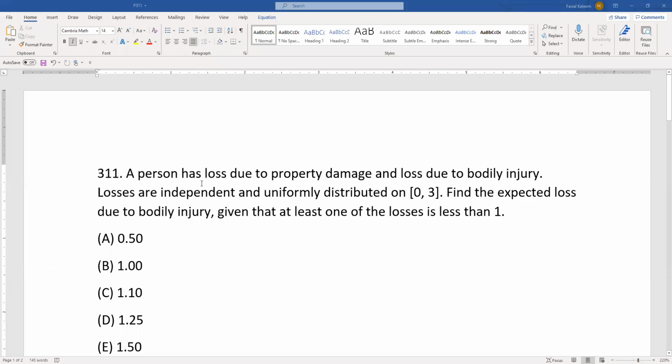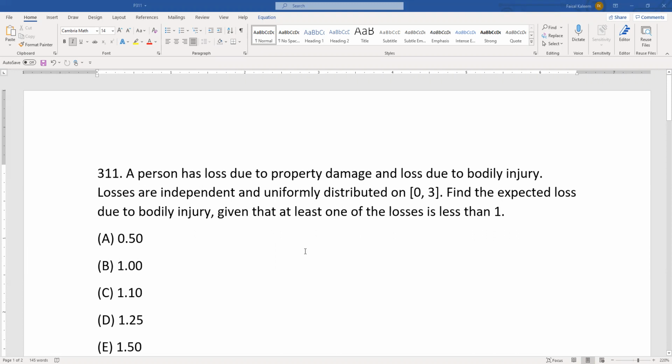A person has loss due to property damage and loss due to bodily injury. Losses are independent and uniform on 0, 3. Find the expected loss due to bodily injury given that at least one of the losses is less than 1.